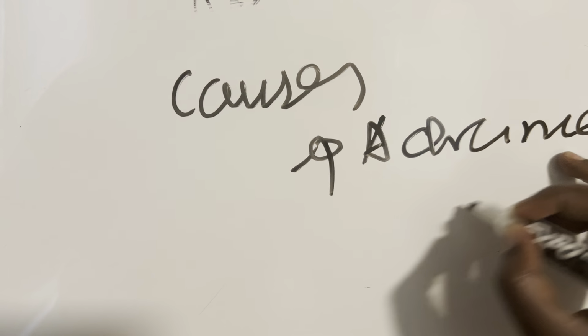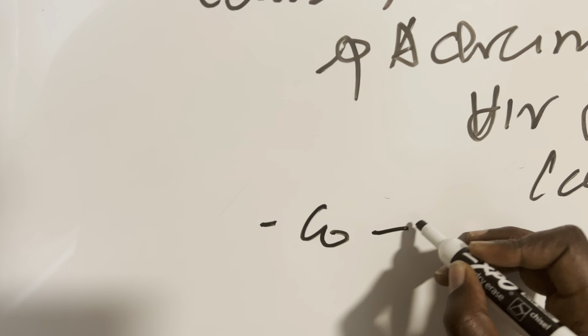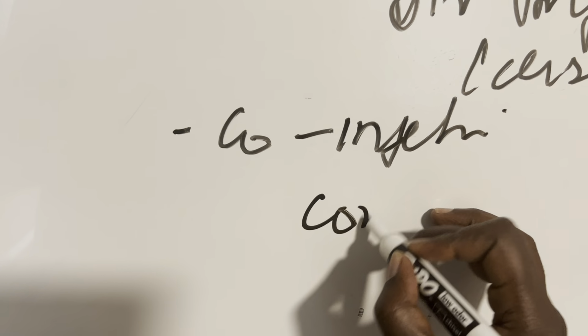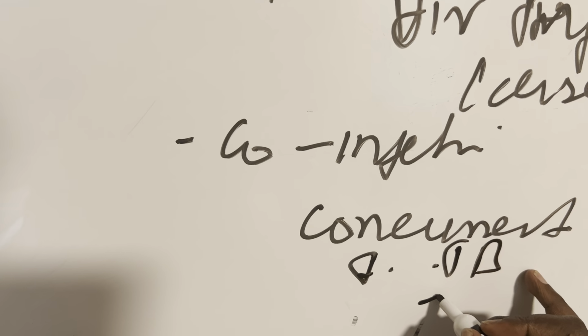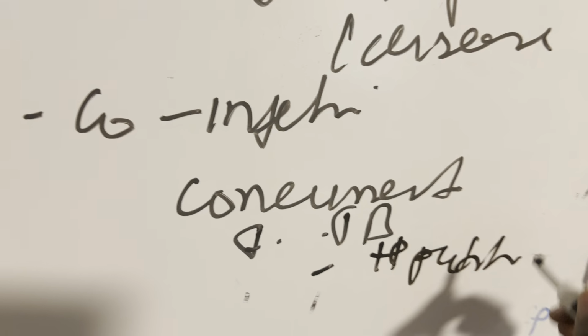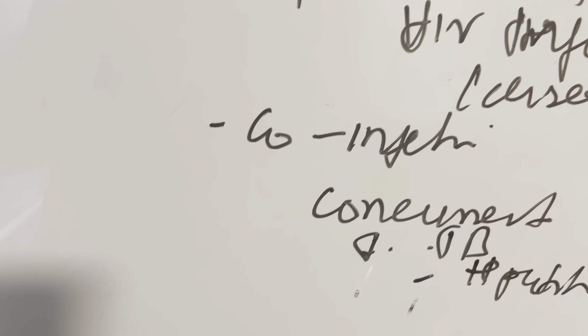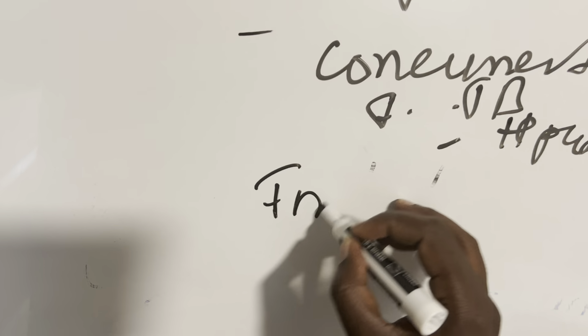Causes. Under immunological failure, causes could be advanced HIV infection or disease, HIV disease. Then co-infection. This is concurrent infections such as TB, hepatitis, so concurrent infections that impair the immune system.